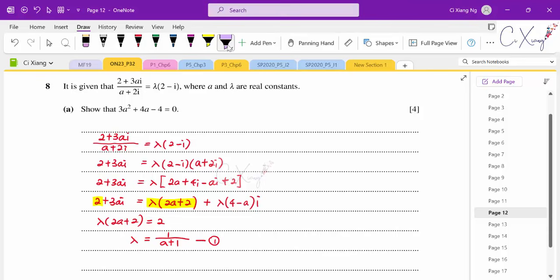Then you need to compare the imaginary part with the imaginary part. So compare the coefficient of i. So you have 3a equals lambda times (4 minus a). So 3a equals lambda times (4 minus a). This actually means that I have the second equation for lambda and a.